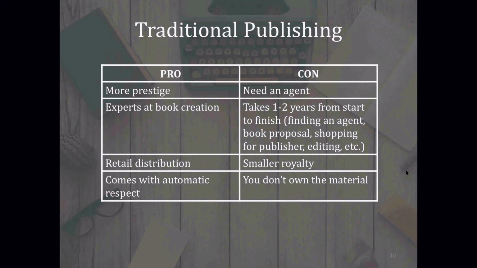Secondly, traditional publishing takes about 1 to 2 years from start to finish, and that involves finding an agent, preparing a book proposal, shopping for a publisher, editing and cover design, marketing, and that whole process. So traditional publishing most of the time is a long process. Again, it's not a sprint, it's a marathon with traditional publishing. It does take a while.